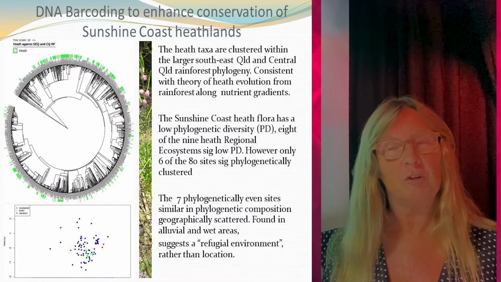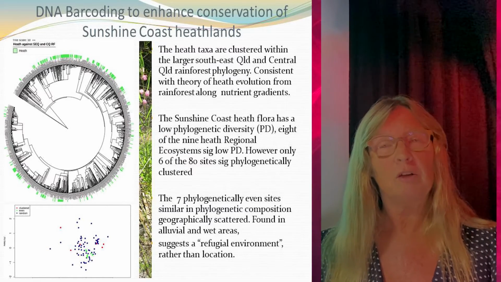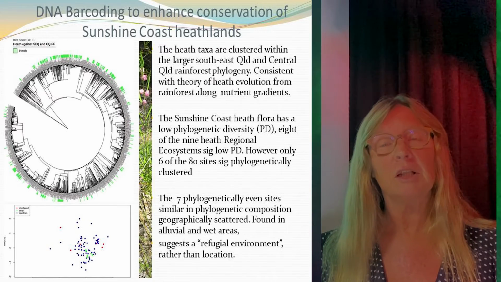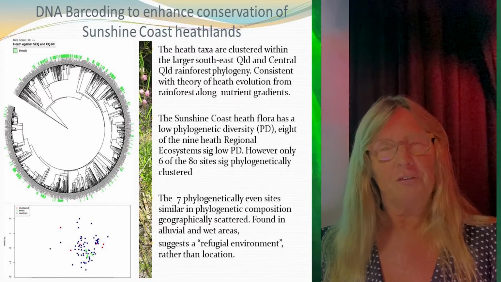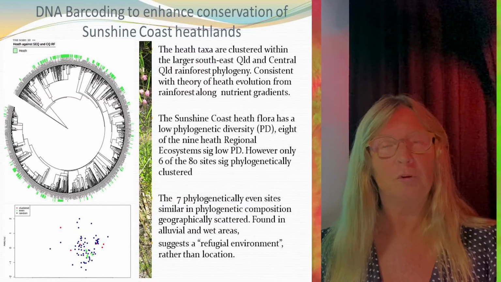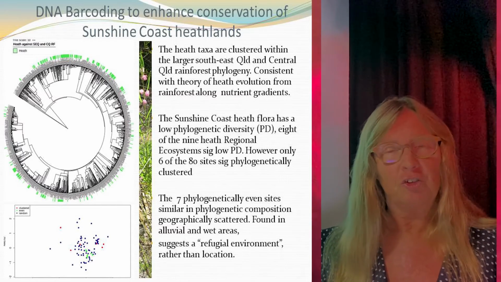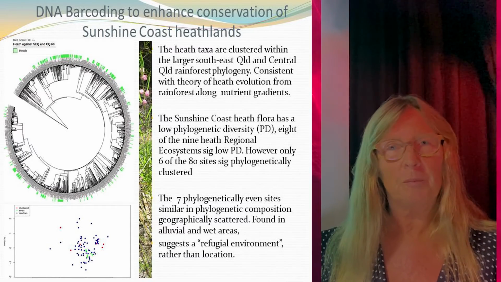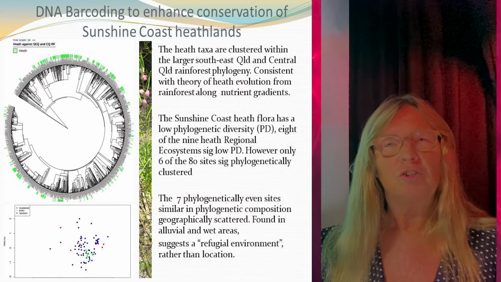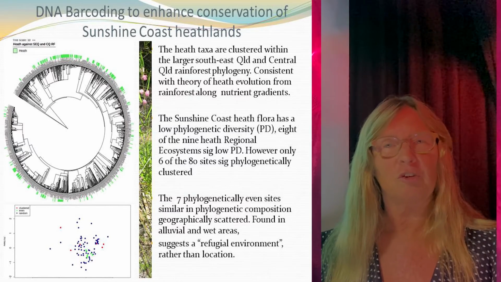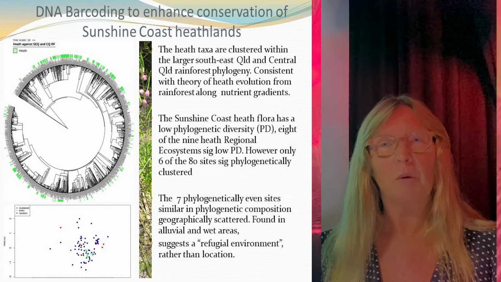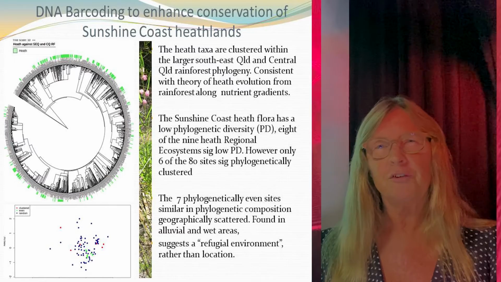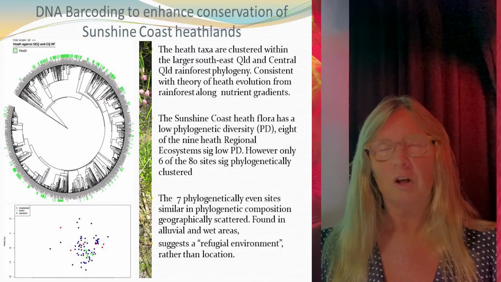But what's perhaps more interesting are the clustering of the green dots that represent significantly even sites in our study. Now, these are often associated with refugia and could be heath refugia. In this case, they're phylogenetically clustered, so they're similar in composition, but they were geographically dispersed across the Sunshine Coast. On the other hand, their environment was very similar. They were found in the wet heaths. So this suggests more of a refugial environment than a refugial location.